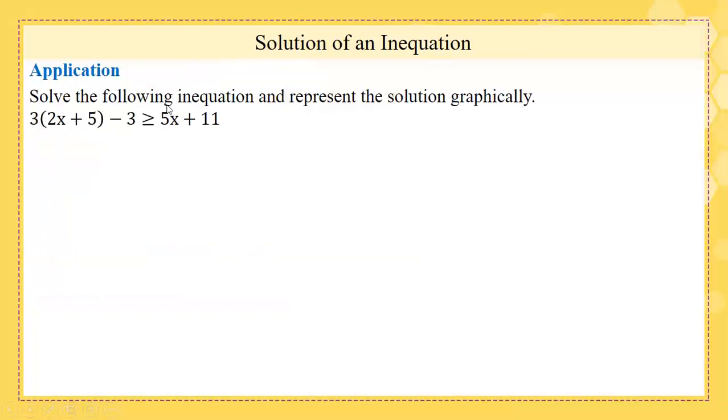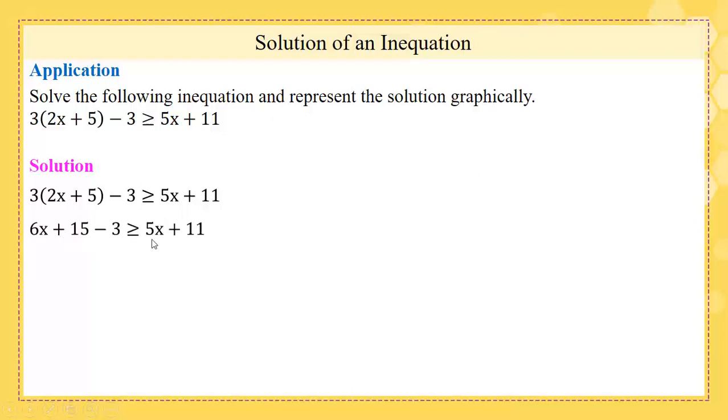Application: solve the following inequation and represent the solution graphically. Please pause the video and try to do it by yourself. Solution: 3 times (2x plus 5) minus 3 greater than or equal to 5x plus 11. First of all, we expand both sides. Second step, we move the variables to one side and the numbers to the other side. Then we reduce to get x greater than or equal to negative 1.